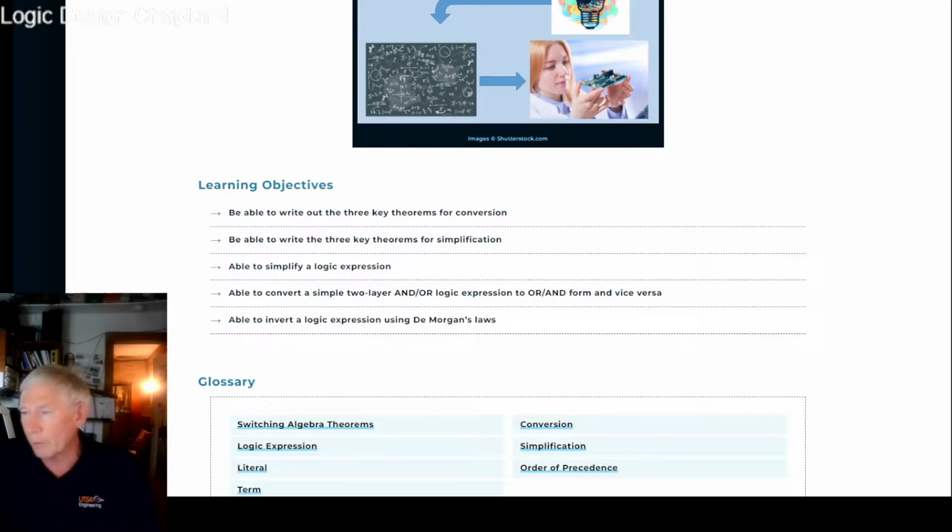You should be able to write the 3 conversion theorems, the 3 simplification theorems. There are actually 4, but we're going to leave one until we get to K-maps, called the consensus theorem. We'll mention it, but we're not going to really study it until we get to K-maps. And then you should be able to simplify a logic expression using our simplification theorems. And you should be able to switch from SOP to POS, or the AND-OR form to the OR-AND form, also using our conversion theorems. So simplification theorems and conversion theorems.